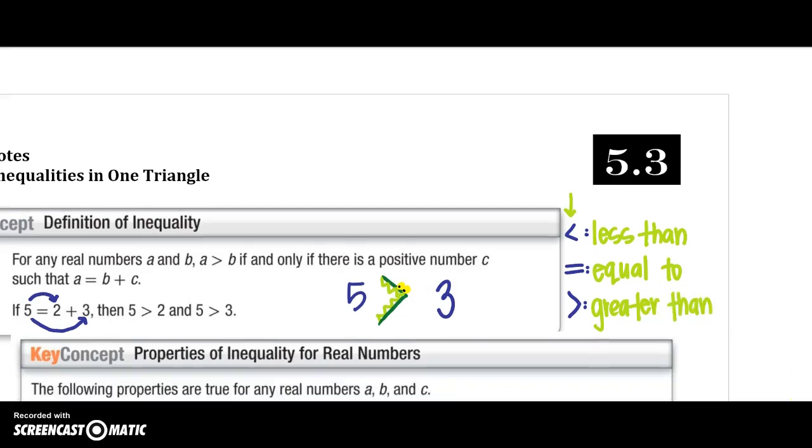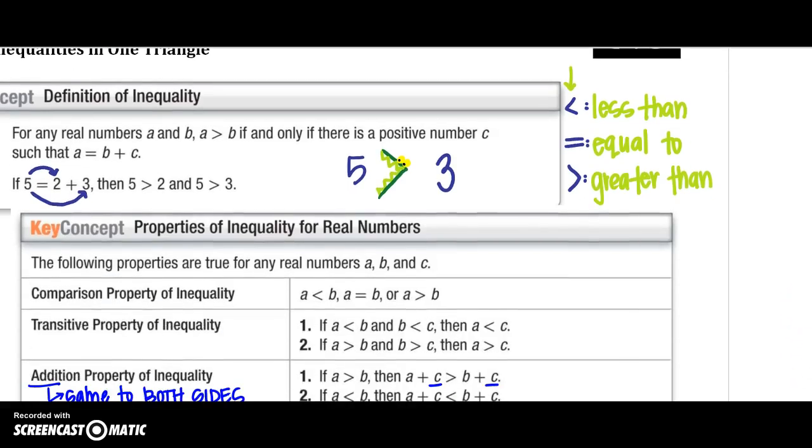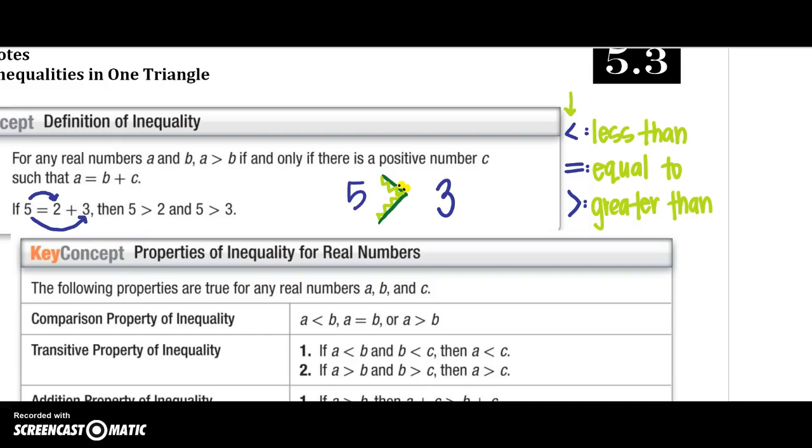All right, let's look at some properties of our inequalities of real numbers. Some of these have shown up before, so they shouldn't be new. We're just adding that inequality symbol. Our comparison: A is less than B, A is equal to B, or A is greater than B. Those come from what we just talked about. The next one is the transitive property of inequality. And remember, we've used this for segments, we've used it for angles, and now we're going to use it for inequality.